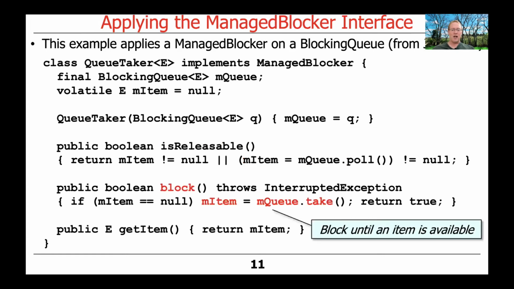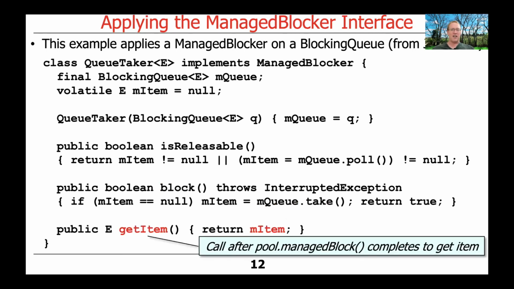Now we have to call block. You can see what block does down here. It goes ahead and just checks once again to see if the item is null. And if the item is null, it goes ahead and calls the take method on the blocking queue. And of course, take will block, and that'll block until an item is available, in which case we get the item and then we return true. So that's how the QTaker implementation works.